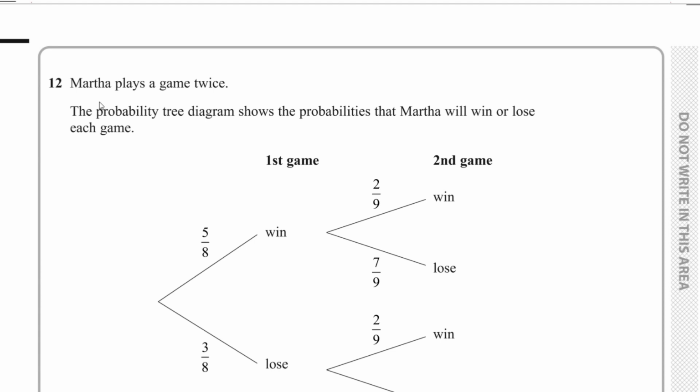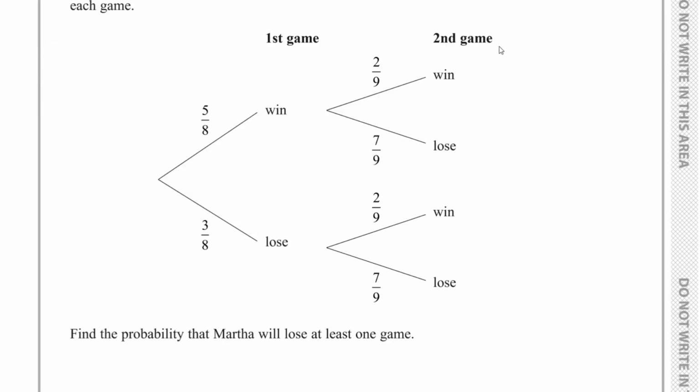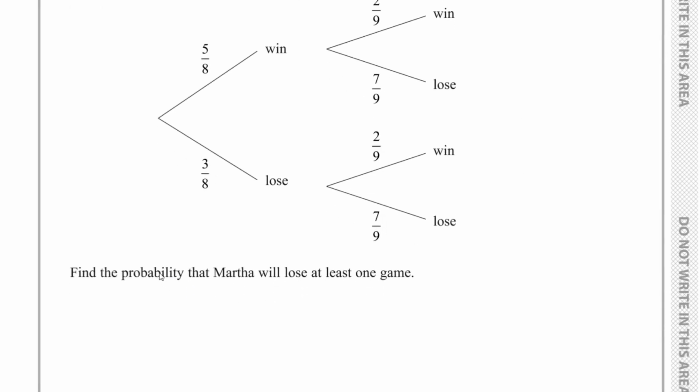Question number 12. Martha plays a game twice. The probability tree diagram shows the probabilities that Martha will win or lose each game. We have to find the probability that Martha will lose at least one game. Well, the probability that she loses at least one game, that's equal to 1 subtract the probability of winning the game twice.